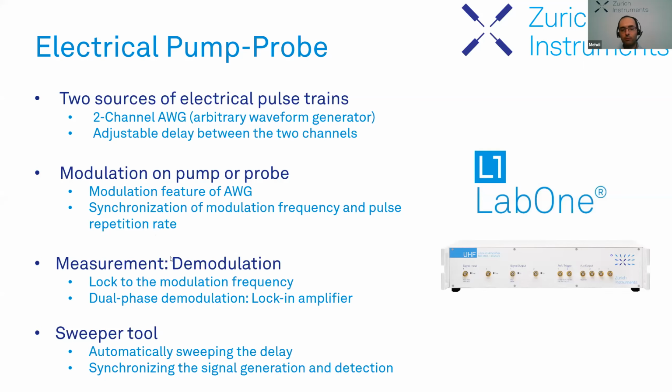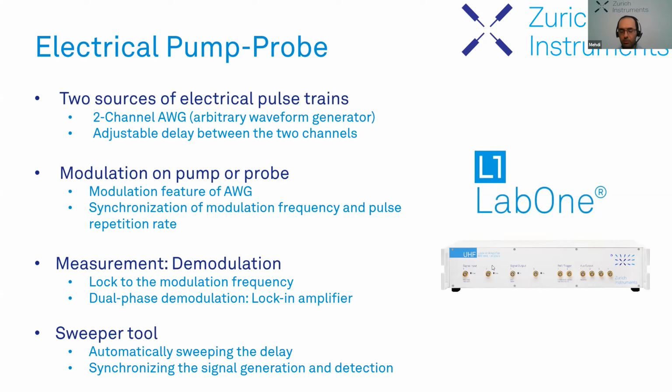For the measurement part, of course, what you need is demodulation. First, you need to lock to the frequency of the modulation provided by the AWG, and then you should be able to do dual-phase demodulation to get the full information of the signal, both amplitude and phase, or in-phase and quadrature components. You also need a sweeper tool so that it can control both signal generation and signal detection, and sweeps the delay between the two pulse trains, and for each sweep point measures the desired signal.